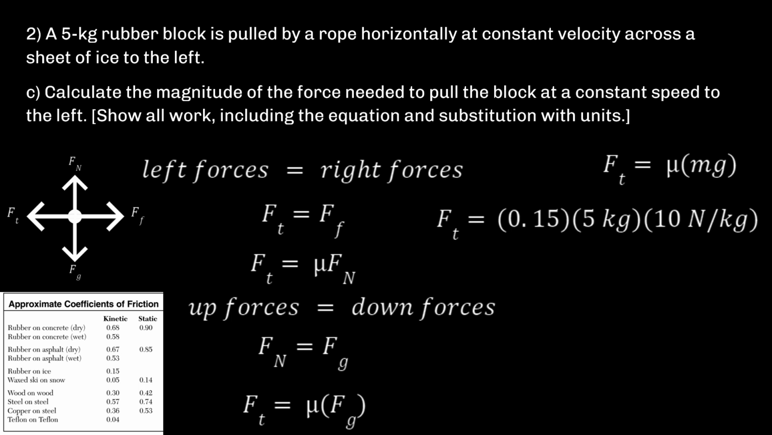We have our coefficient of kinetic friction, 0.15, times my mass of 5 kilograms, times my gravitational field strength, 10 newtons per kilogram. You're going to plug this into your calculator, 0.15 times 5, then times 10, and end up with your answer here: the frictional force, or the force that I'm going to pull with, which is equal to my frictional force, is going to be 7.5 newtons.